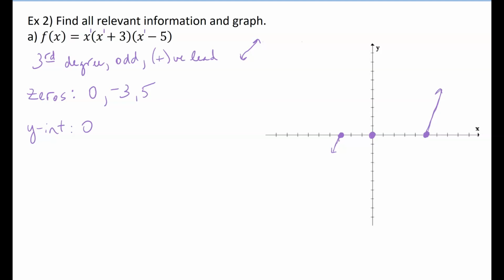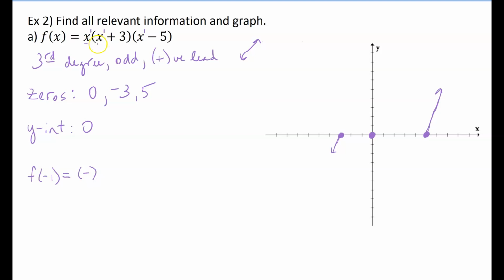All right. So I'm going to look at the first region to the left. What is a nice easy value over there? -1. Right. So I'm going to look at f of -1. Because I'm doing sign analysis, I'm not going to plug -1 in and actually solve for it. I'm going to plug -1 into the factored form and just determine if it's going to give me a positive or a negative. All right, so our first piece is x. If I plug in -1 there, I get a negative value.